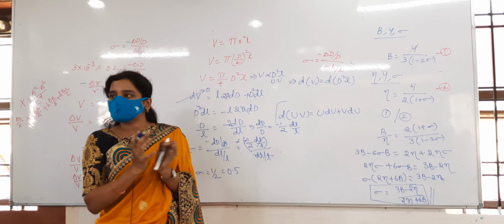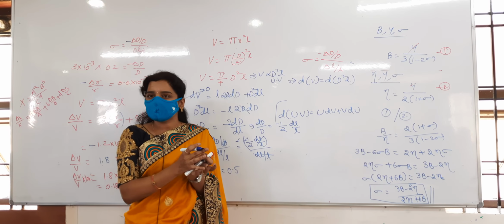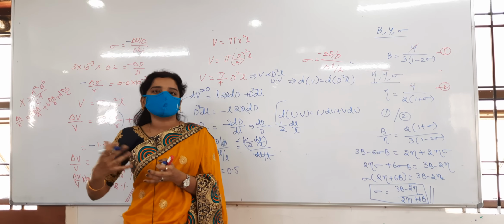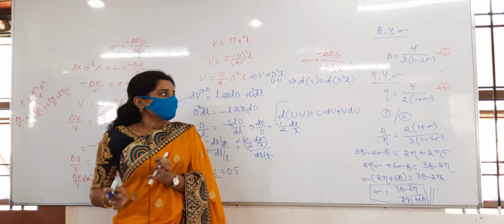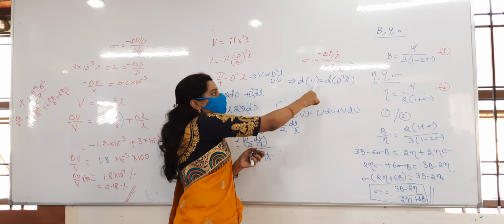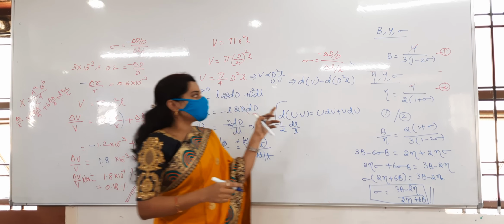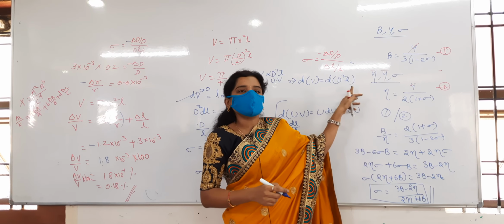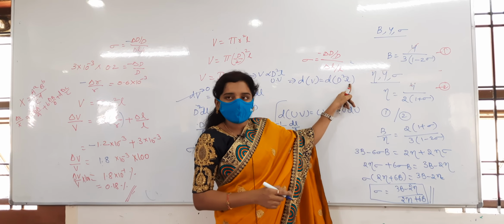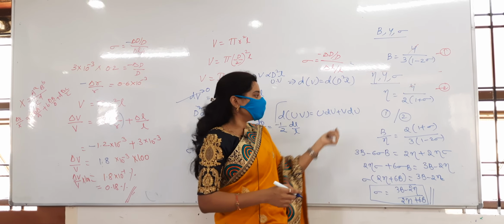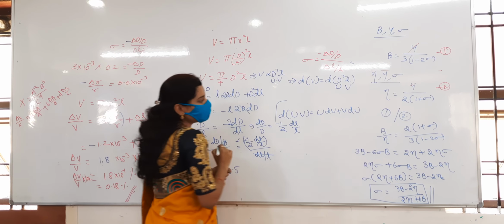I am just doing differentiation on both sides. With respect to what? With respect to nothing, with respect to the same value only. You don't think of it as with respect to time or displacement and all. Just the change with respect to that value itself. So dV is equal to d of D square into L. This is in the form of the differentiation of U into V formula, which is nothing but U into dV plus V into dU. Take D square as U and L as V.